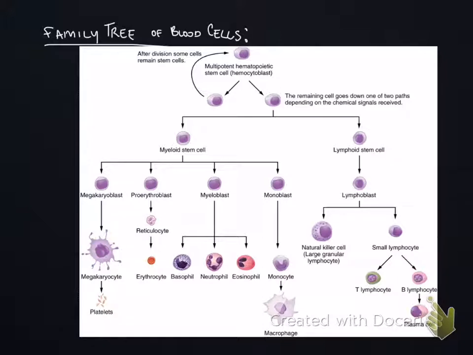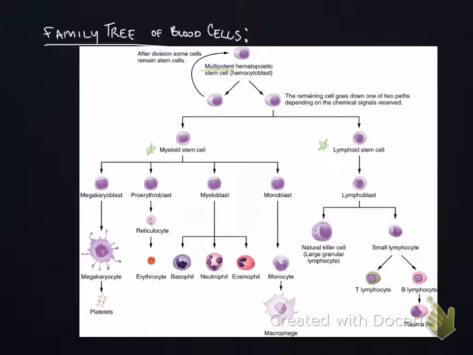So up here at the top, we have the multipotent hematopoietic stem cell. Multipotent just means that it has multiple potential. Multiple potential means it can become many different things. So as it differentiates into different cells, we form different lines of cells. Okay, so then we have the myeloid stem cell and then the lymphoid stem cell.